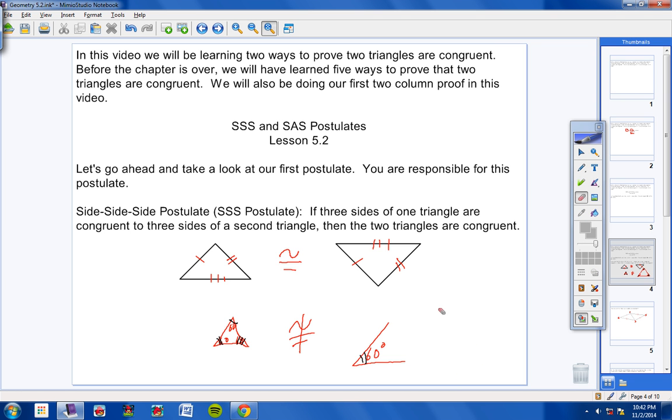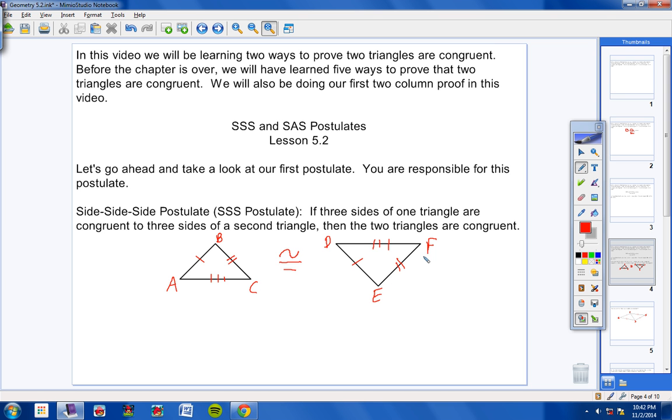But one thing we do know is that when three sides of one triangle are congruent to three sides of another triangle, then we can state for sure that these two triangles are congruent, okay? Now let's take some more notes here, guys. I want you to go ahead and call this angle here A. Call this angle here B. Call this angle C. Call this D, E, and F.